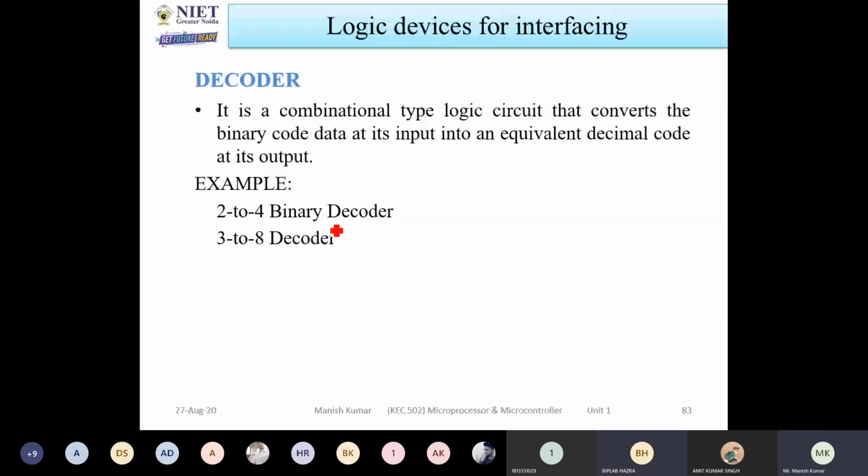So now we will use the decoder. Actually, we are using the decoder as a logic device to interface any components or memory or input output devices. So this is the reverse of the encoder. There are more types, for example 2 to 4 bit binary decoder and 3 to 8 binary decoder.